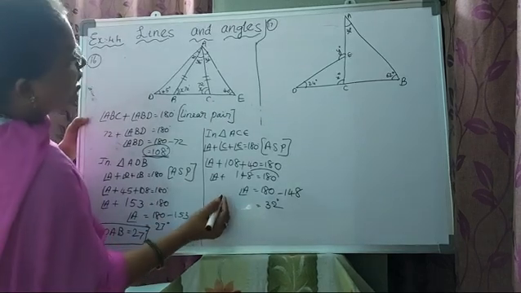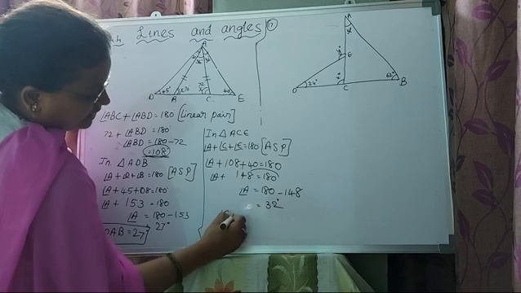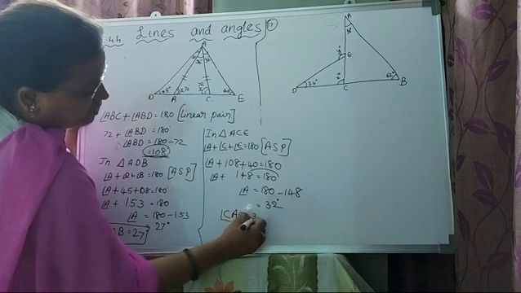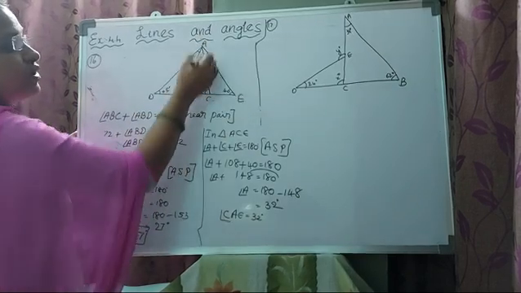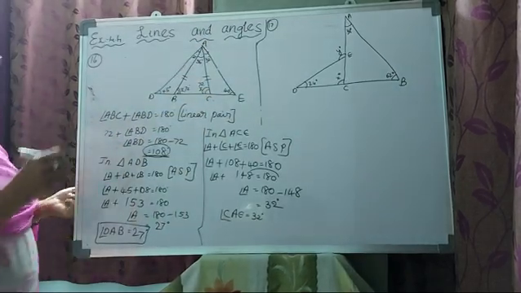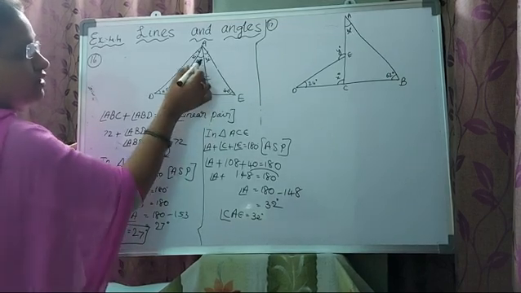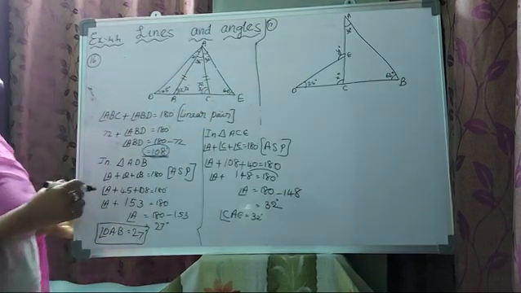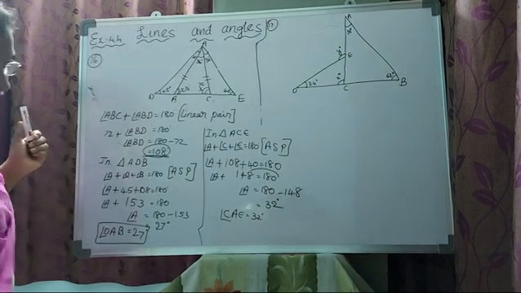So angle CAE is equal to 32 degrees. See, in this triangle, the sum of all the angles in a triangle is 180. We know this one. We know this one. We have to find out only angle CAE. In this way, you have to find out the angles.